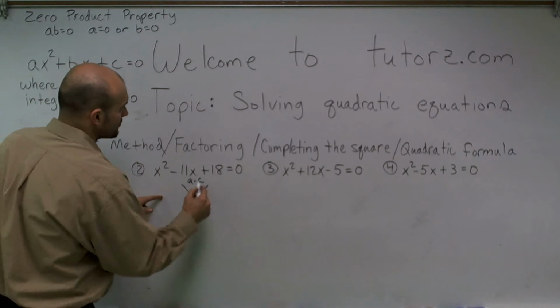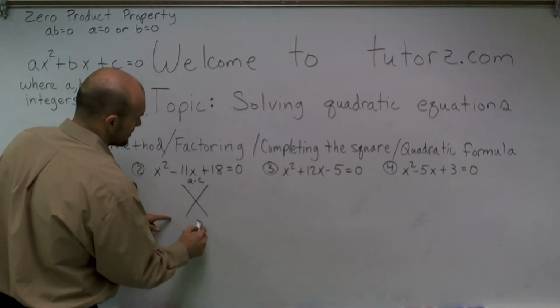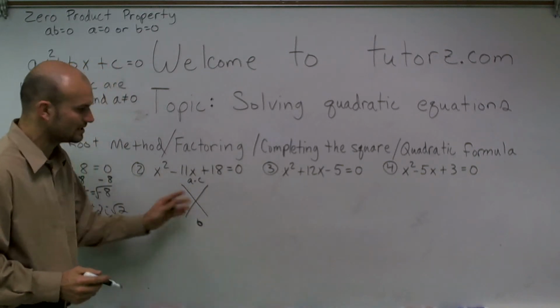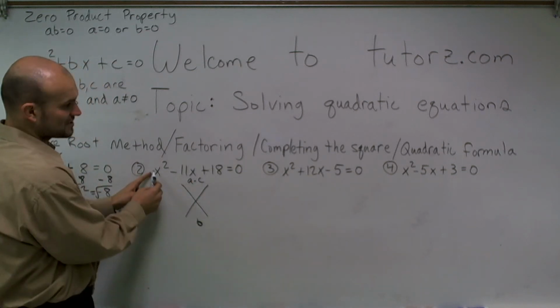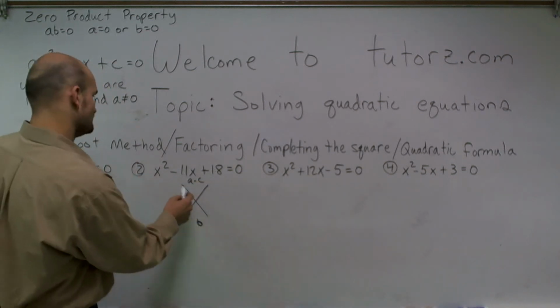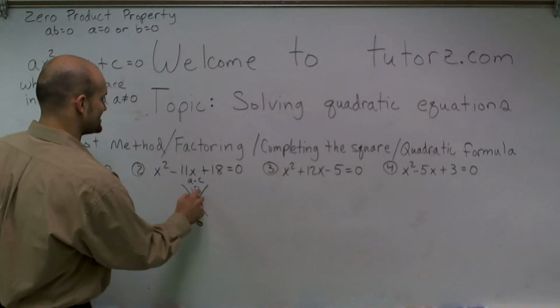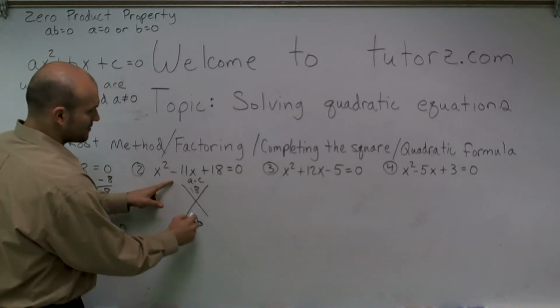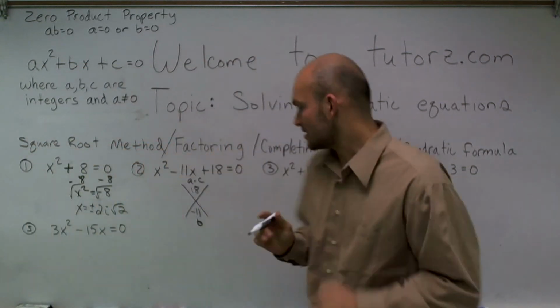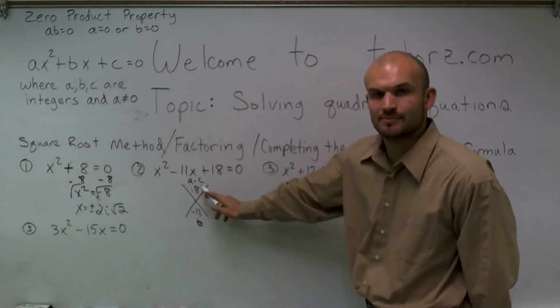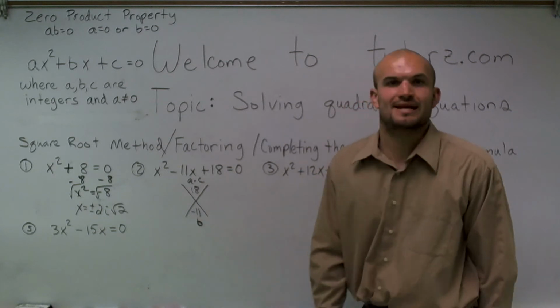is write my a times c and my b in what we call a little diamond problem. So I take my a times c. So here my a is 1, times 18 would give me 18. And then I take my b, which is negative 11. So now what we will need to do is look at what two numbers multiply to give me 18, but then add to give me negative 11.